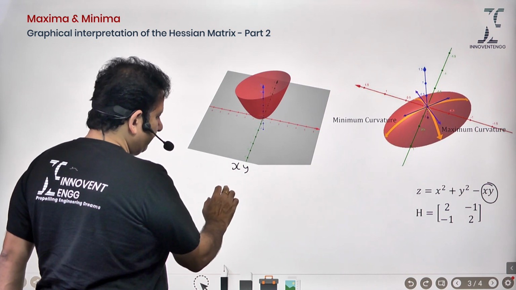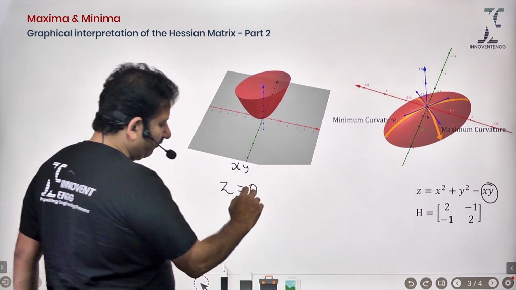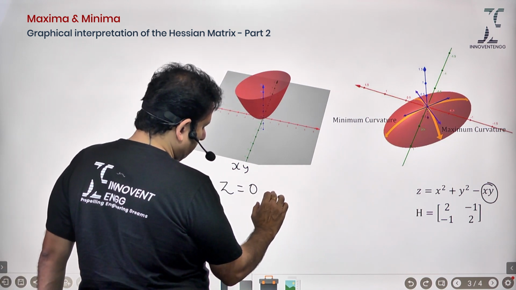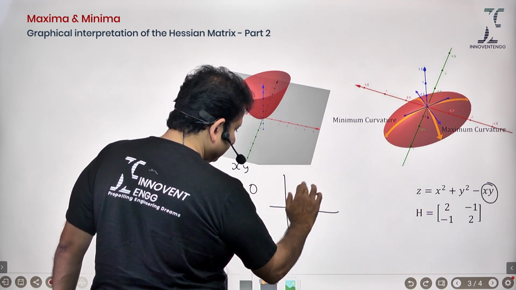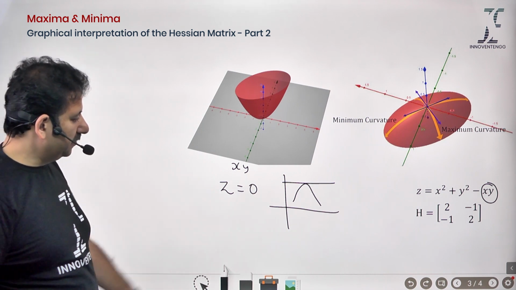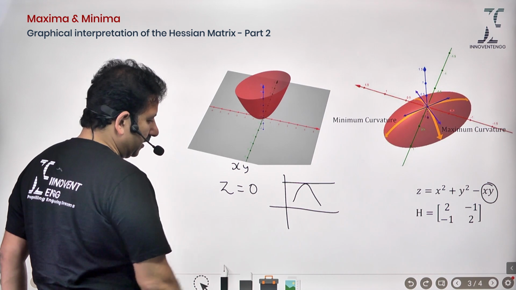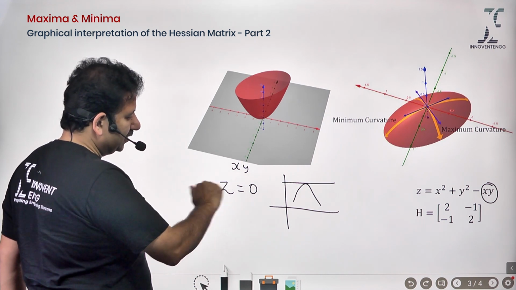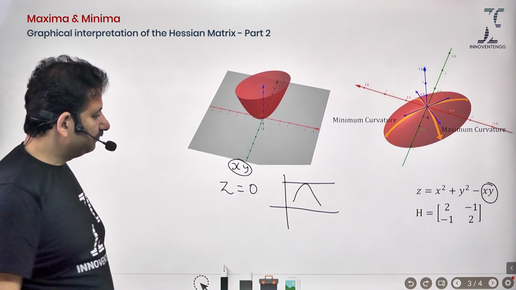Therefore, your equation of the plane is z equal to 0. It is equivalent to saying the tangent is parallel to the x-axis in a single variable situation, where you are talking about a maxima or a minima. In both the cases, just like the tangent plane, the tangent line will be parallel to the x-axis. Here the tangent plane continues to be parallel or coincident with the xy plane.